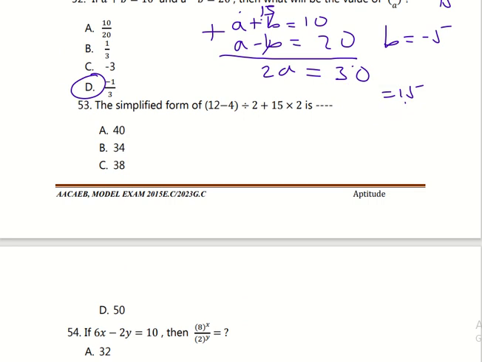Let's rub this part to use the space. Okay, now the next one, the simplified form of 12 minus 4 divided by... this is BODMAS, so I have to complete the bracket first, which is 8 divided by 2, and then division will continue. 8 divided by 2 is 4, and then I have to multiply this one. 15 times 2 is 30, then I will add, which should be 34. So the answer should be B.